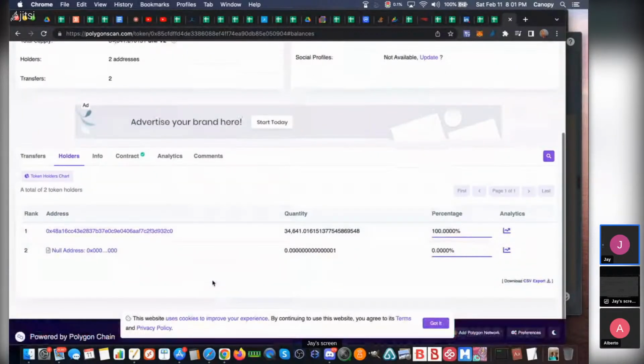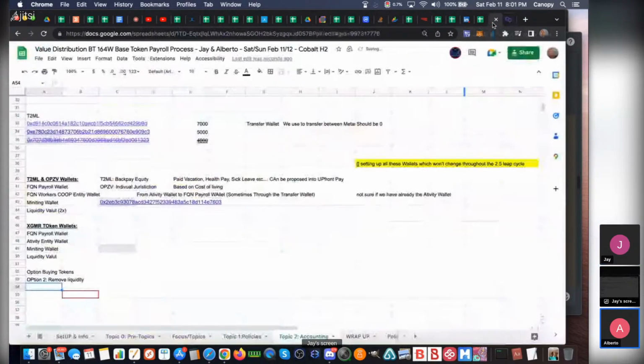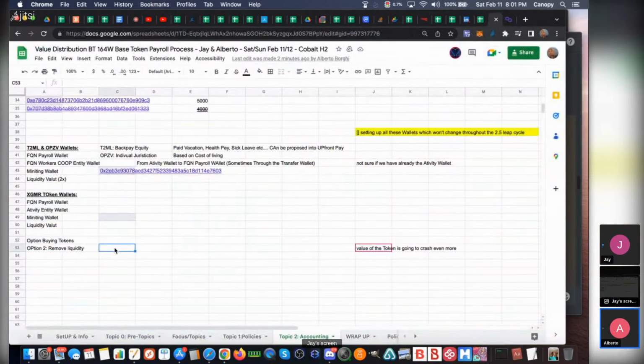And you can see 100% of liquidity is in the 32C0 wallet. So removing liquidity would happen in the 32C0 wallet. Most likely it's like the vault, but I don't know. We'll have to find out.